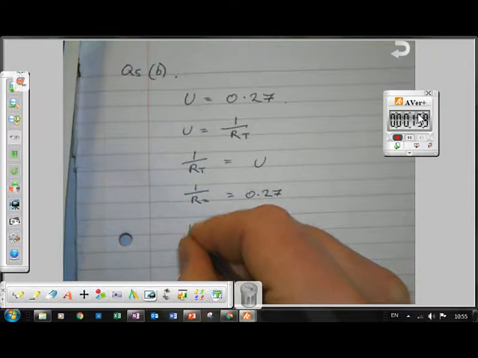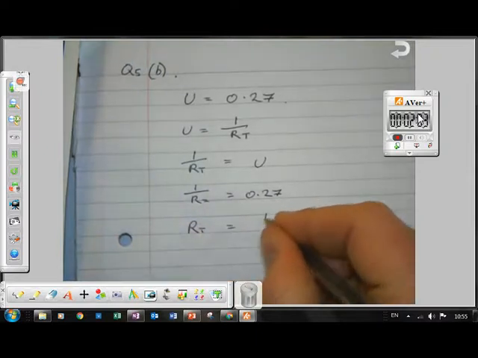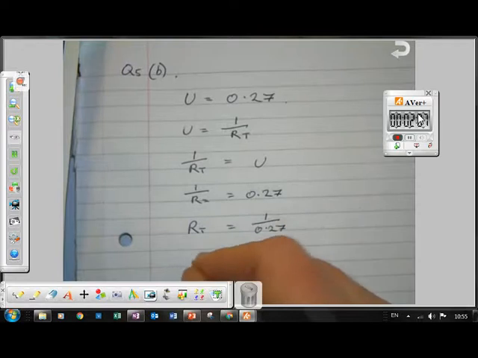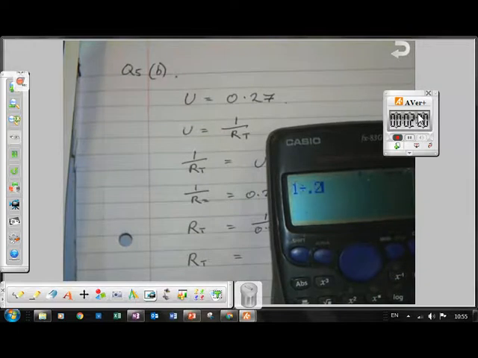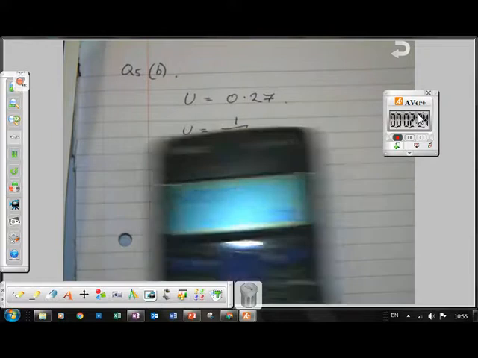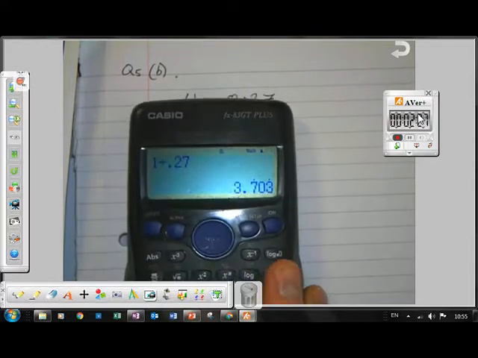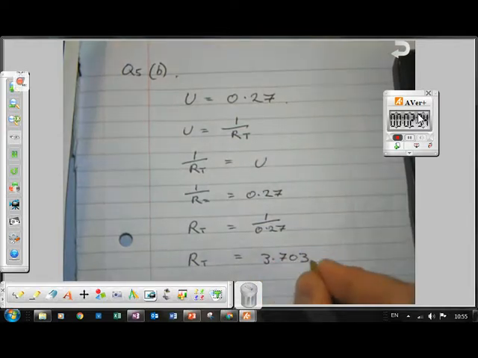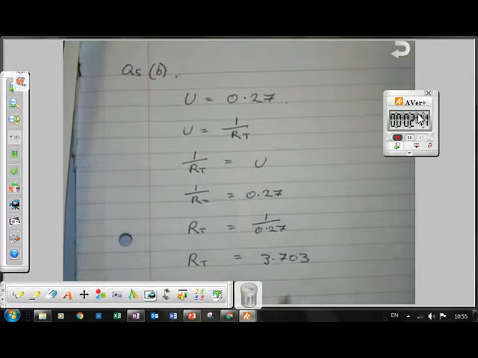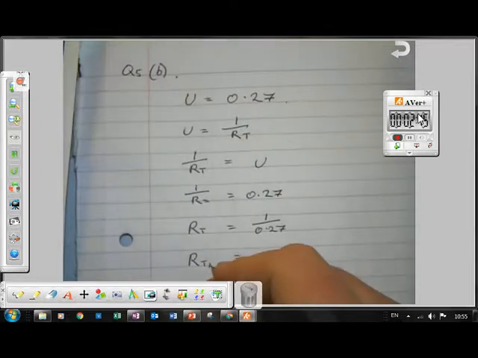Then RT is 1 over 0.27. So RT is equal to, we get our calculator, 1 divided by 0.27. The answer we're getting in the calculator is 3.703, to 3 decimal places. Now this is the total resistance of this new wall. It's a good idea to write down total resistance and new in brackets afterwards, so that you know that's the new wall.